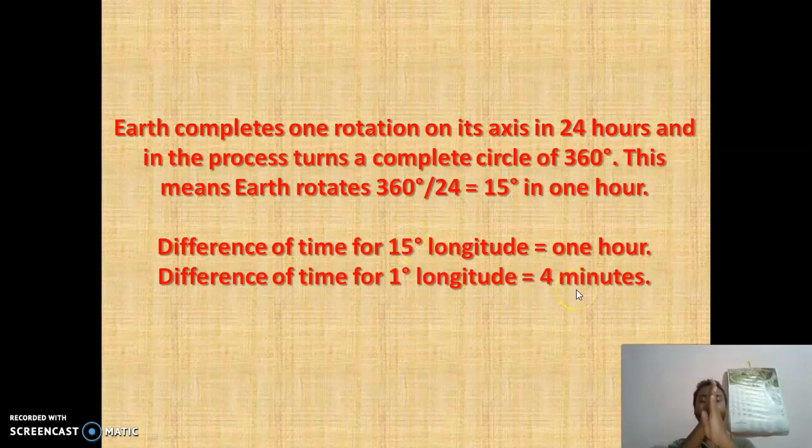So from the prime meridian, if you go 1 degree, that means 4 minutes plus in the east, and if you go 1 degree in the west, 4 minutes minus.